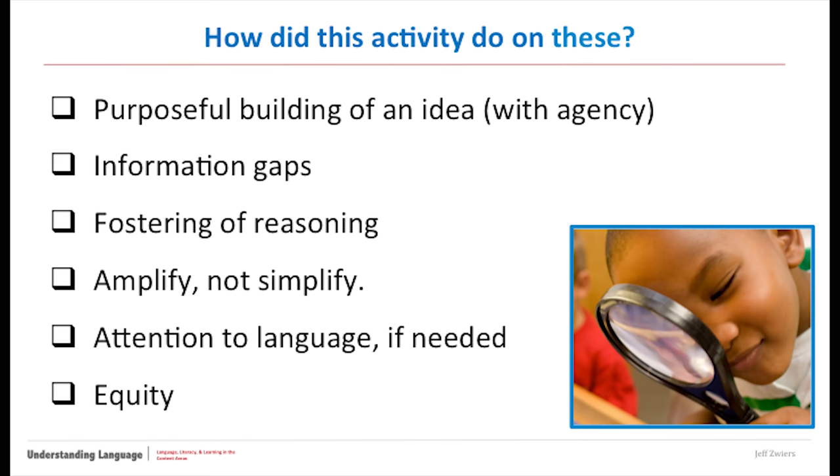And this next activity is similar to that. It's not a gotcha situation. So let's go really quick. Was there a purposeful building of idea? Was there information gaps? Did you know what your partner was? Yeah, there's obvious information gap cards. Fostering of reasoning. And maybe it can be stronger. Amplify, not simplify. A lot of you didn't think this was a simple problem, right?